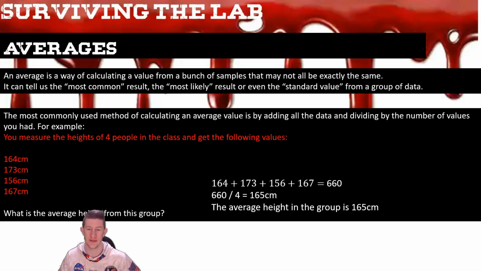So we add all the numbers together. The sum of that is 660. We divide it by 4 because there were 4 values, and the average height of the group is 165 centimeters. So that's sort of the most common or the most standard height amongst that group. That's what the average gives us.